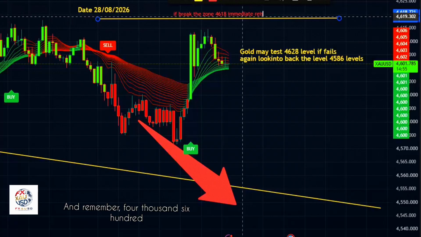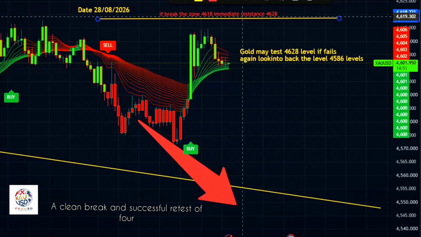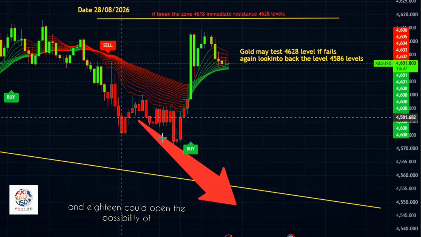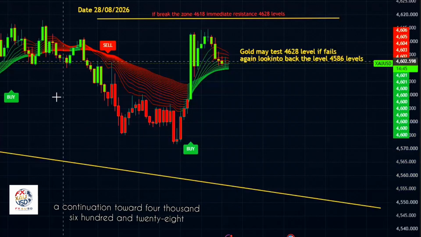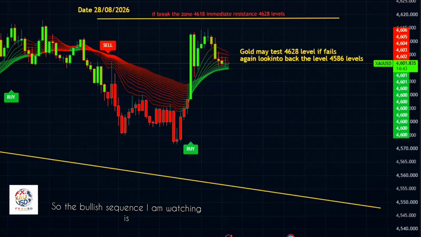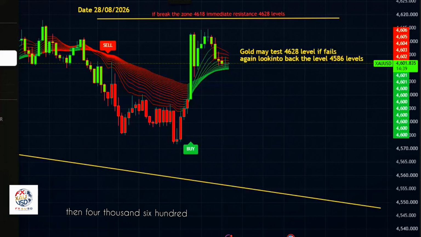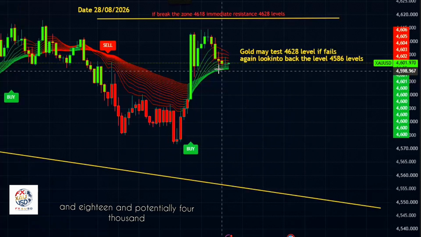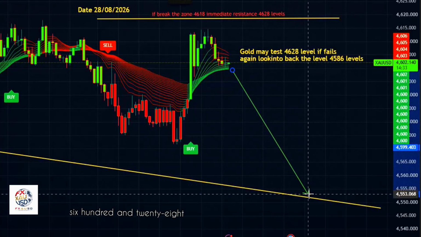And remember, 4,618 is extremely important on this chart. A clean break and successful retest of 4,618 could open the possibility of a continuation toward 4,628. So the bullish sequence I am watching is 4,600 support, then 4,608 breakout, followed by 4,618, and potentially 4,628.